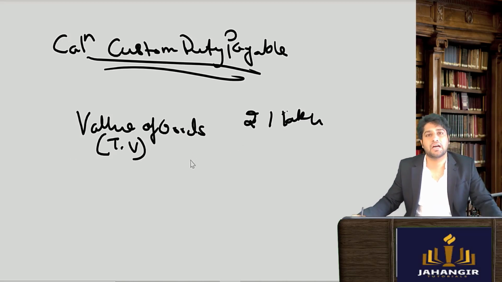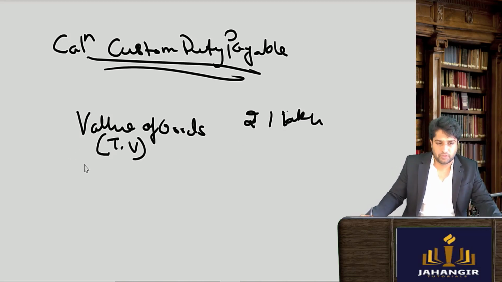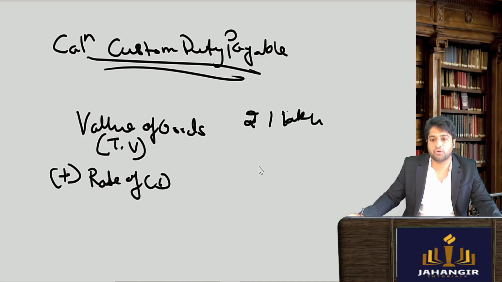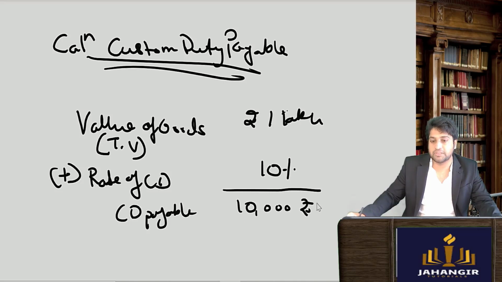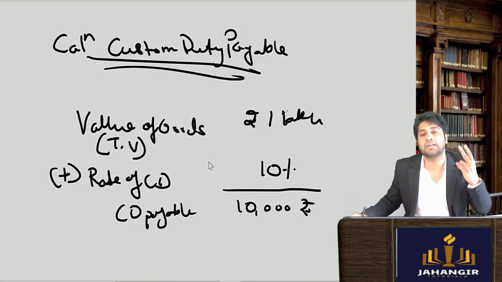अब एक बार ये 1 लाख रुपए मिल गया, then what you will do? You will levy the rate of custom duty. Let's say you came to know the rate is 10%. So accordingly you will say that the custom duty payable is 10,000 rupees. I hope this is clear. So what do you need? You need two figures to compute the custom duty payable.